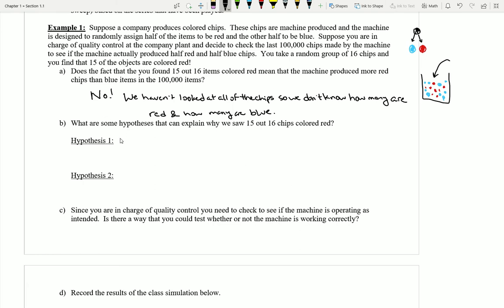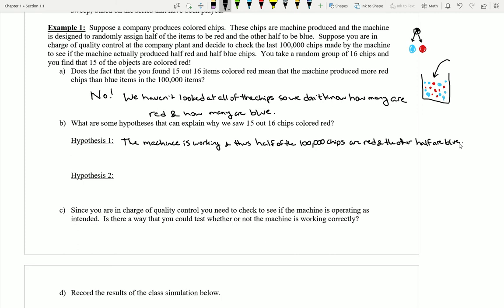Okay, well, here's one explanation that we're always going to have. This hypothesis 1, we're always pretty much going to be attributing that to something dealing with luck. So take a look at how I'm going to word this here. I'm going to say that in hypothesis 1, the machine is working, and thus half of the 100,000 chips are red, and the other half are blue. Okay? So this is part of our hypothesis. It's not complete yet, but we're going to start with what we think is happening with the machine.